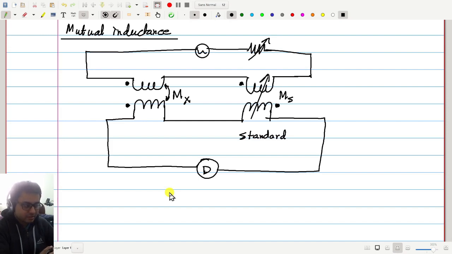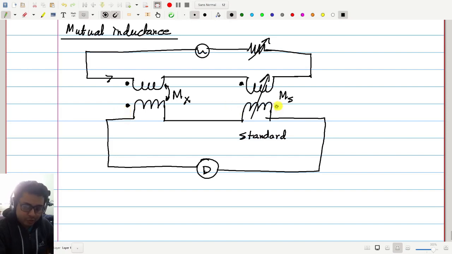Any question? Why did you take the dots in the opposite direction? Yeah, that's what I would have asked if you had not asked that. What if I take the dot in this direction? What will happen? So then we will not get a null, because both voltages will have the same sense, same polarity. But for that we need to know the dot of the unknown one, right?